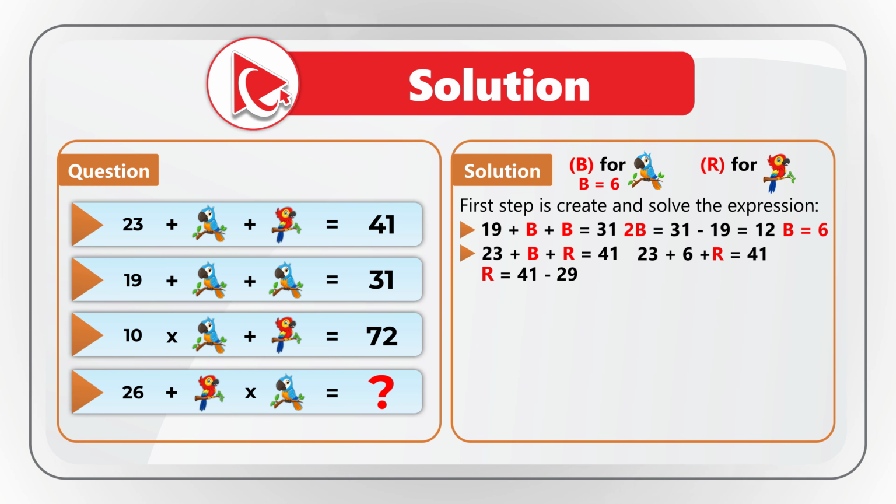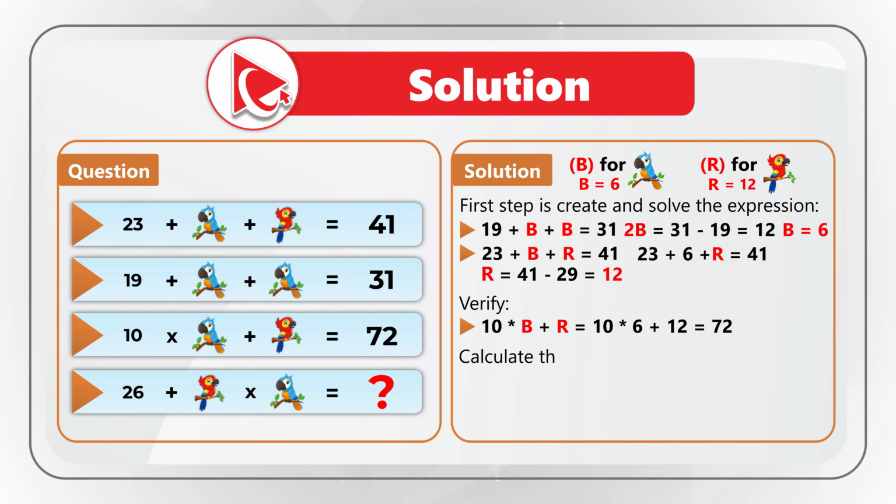After the calculations, R equals 41 minus 29 equals 12. Technically, we don't even need a third expression, because having the first and second expression allows us to solve both variables. But let's use the third expression to verify that our calculations are correct. 10 multiplied by blue parrot B plus red parrot R equals 10 multiplied by (6 plus 12). 10 multiplied by 6 equals 60. 60 plus 12 equals 72.